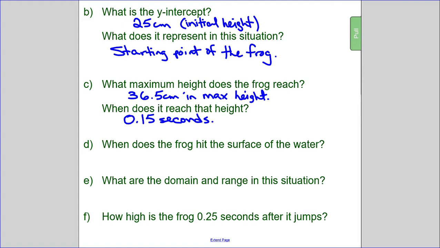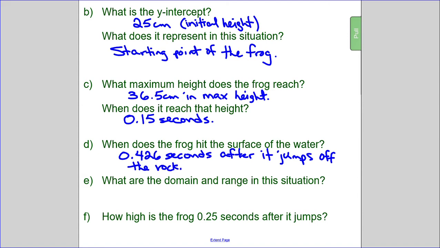When does the frog hit the surface of the water? So the frog hits the surface of the water 0.426 or 0.4 seconds after it jumps, because presumably the timer starts when the frog jumps off the rock. So, off the rock.